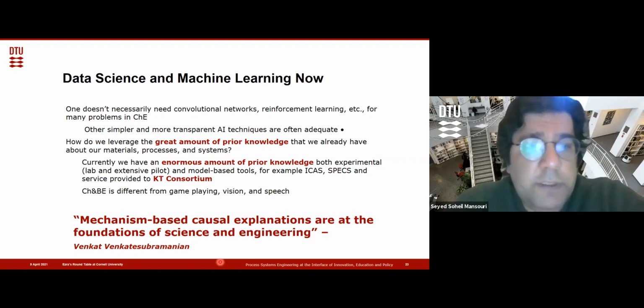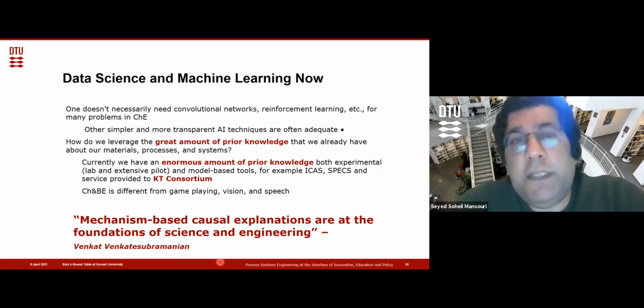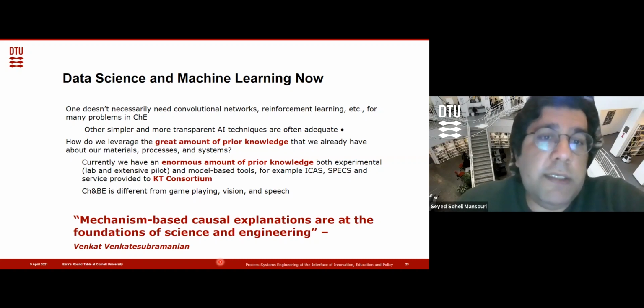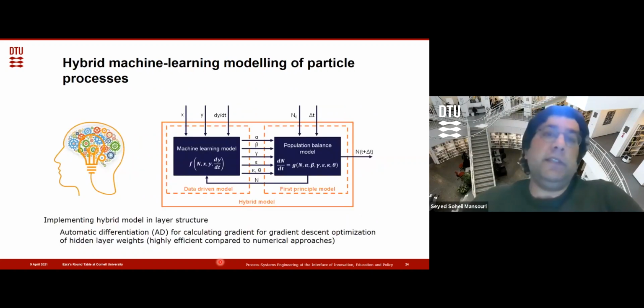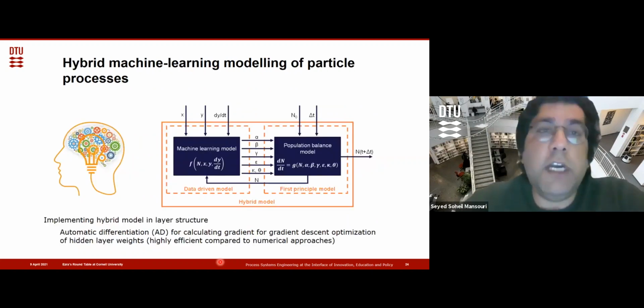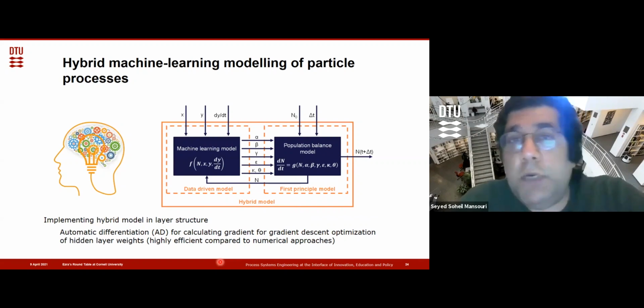He's also within the field of process systems engineering, so mechanism-based causal explanations are at the foundations of science and engineering. And I agree with him. The way that we want to use machine learning in our approaches is to develop mechanism-based causal explanations. So in this essence, we are now developing hybrid machine learning modeling frameworks.